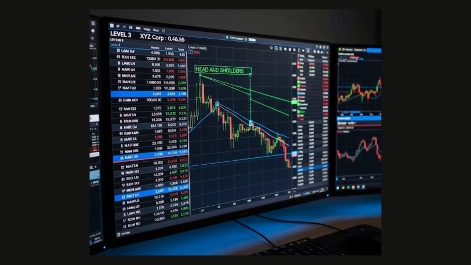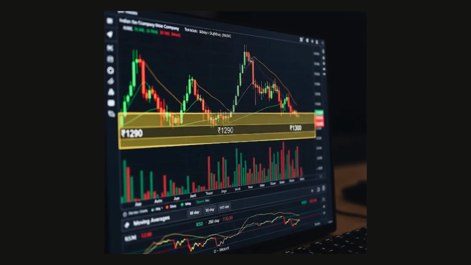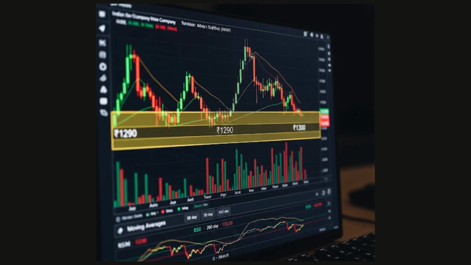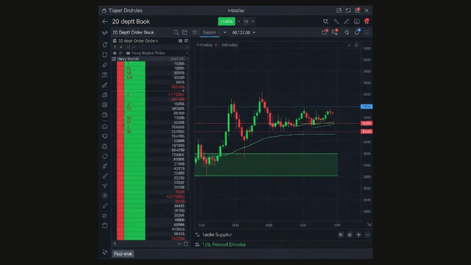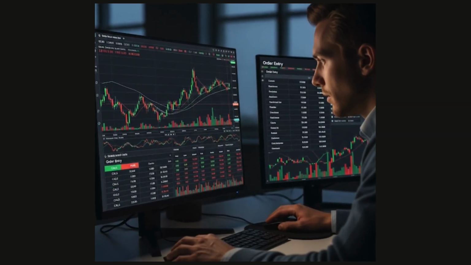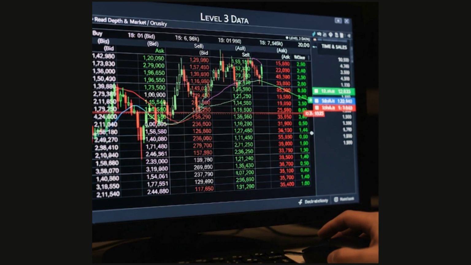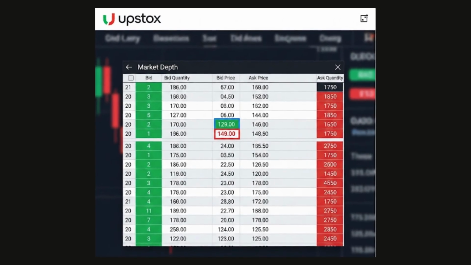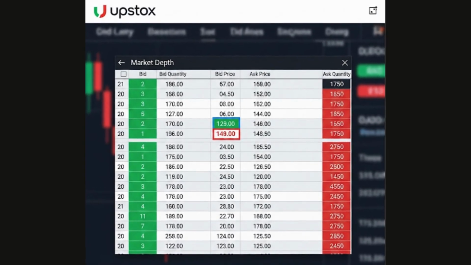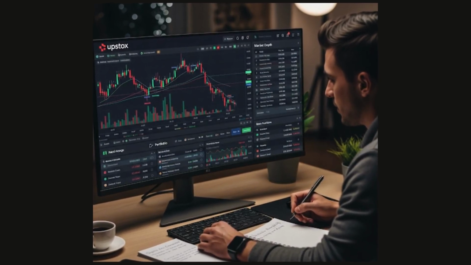The best part? Level 3 Data often confirms what you see on charts. If your technical analysis shows support around 1290 to 1300, and the 20 depth shows heavy buying there, you've got strong confirmation. So, whether you're trading options, scalping stocks, or making intraday moves, Level 3 Data gives you an edge. Start exploring the 20 market depth on Upstocks today and trade with the full picture in view.